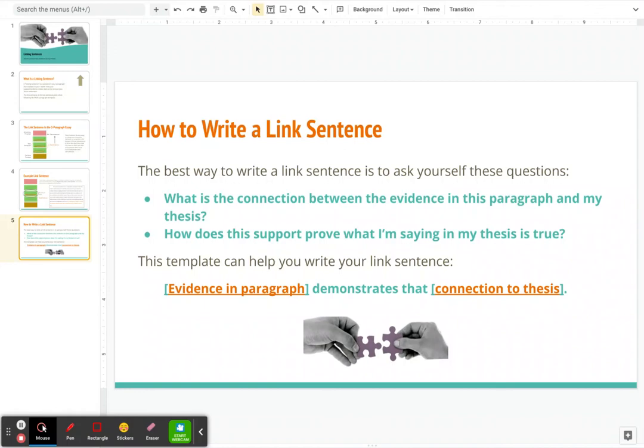And if you're still struggling a little bit, here's a template that can help. State what the evidence in your paragraph is, and then say "demonstrates that," and then give the connection to your thesis. So realize that you're taking the evidence in your paragraph and you're connecting it to your thesis. And that is the goal of a link sentence.